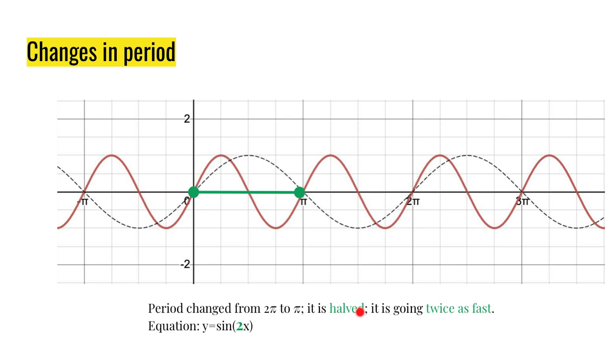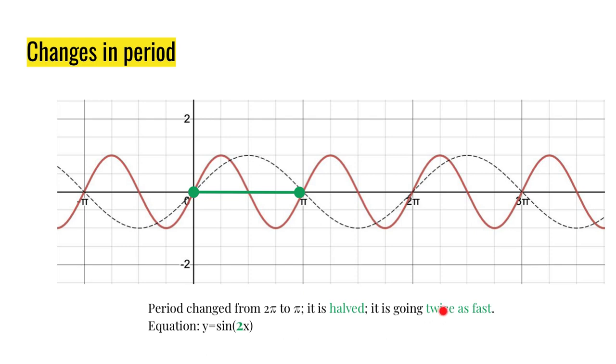It's squished. It's compressed. The cycle is happening twice as fast. Instead of taking this long to go all the way up, down, and back to middle, it's going a little bit faster. It can go through 2 full cycles in the same time that the parent function goes through 1 cycle. It's going twice as fast.